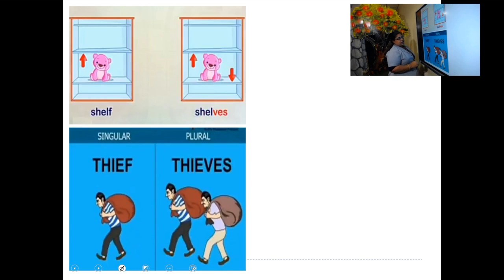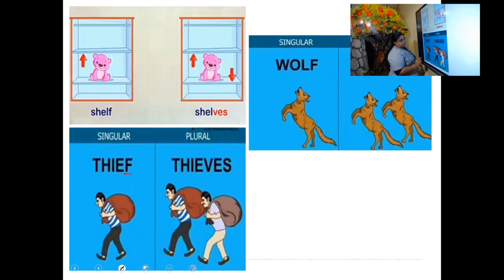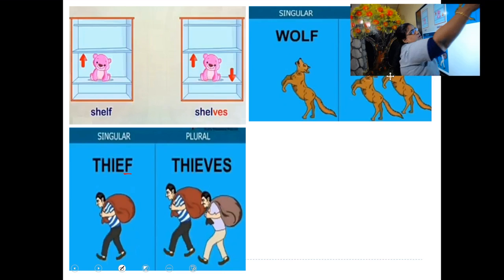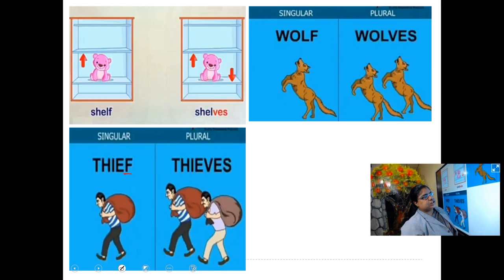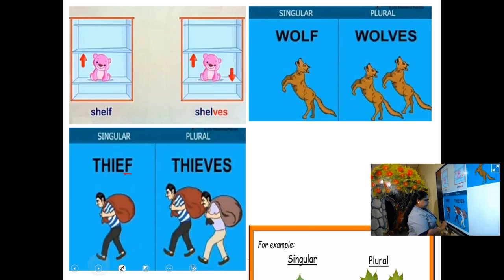Now look at the next one. One thief is here, right? Again, we want to say that there are a lot of thieves. Then what do you want to do? F is the last letter. What will you do? Yes, you remove this F and add VES. Next, one wolf is there. We want to change this one wolf into two. Then what will you do? Again, the word ends with F. You change that F to VES. So the singular wolf becomes wolves now.